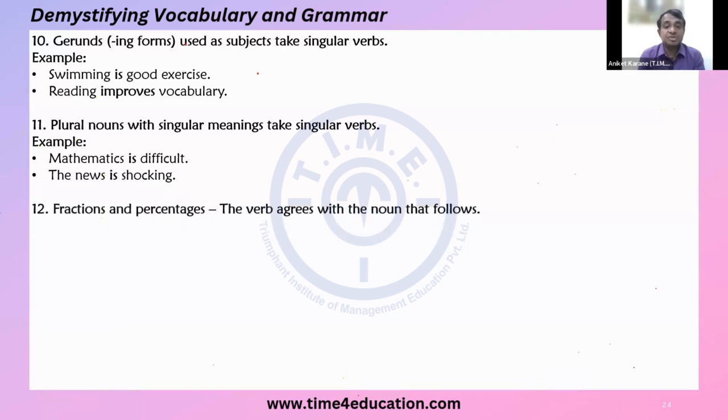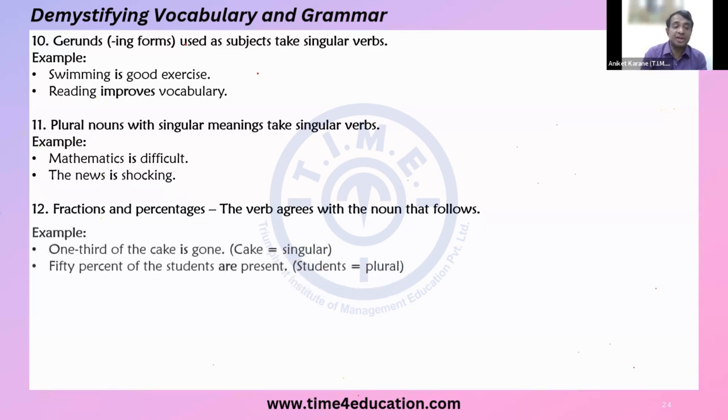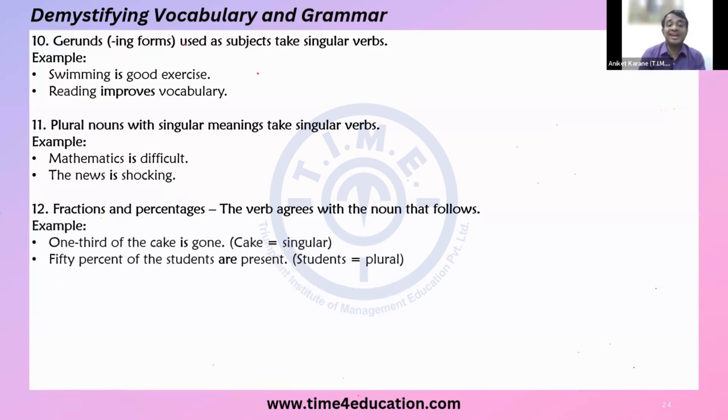Fractions and percentages: the verb agrees with the noun that follows. Now, for fractions and percentages, remember, the verb will agree with the noun that follows ahead. So, 1/3 of the cake is gone. The cake is singular here, and therefore "is gone." 50% of the students are present. Students, plural. So, "are."